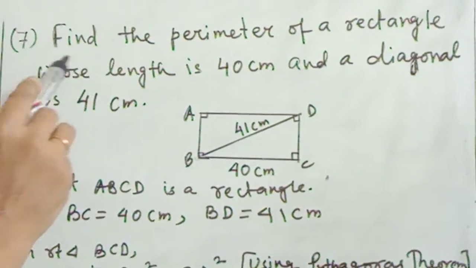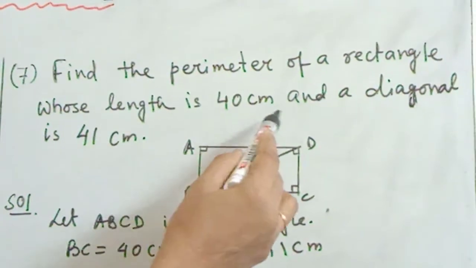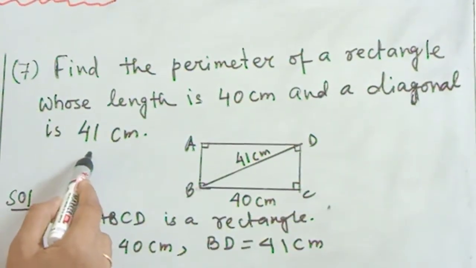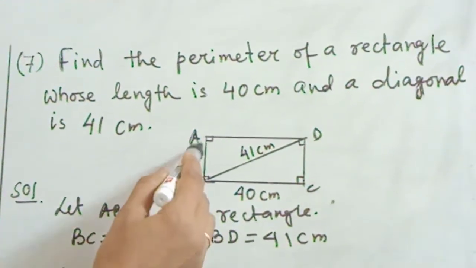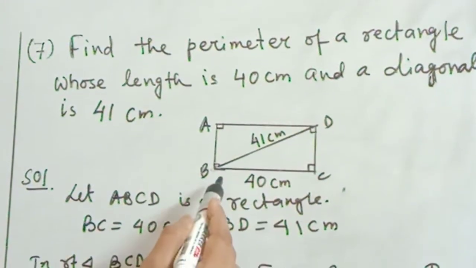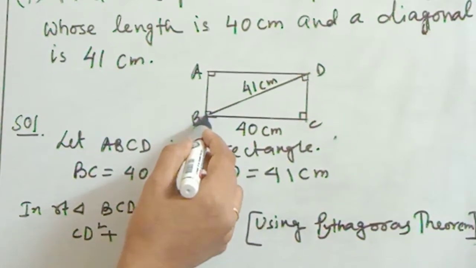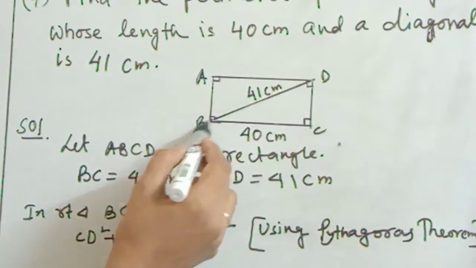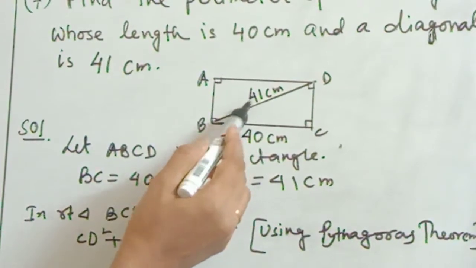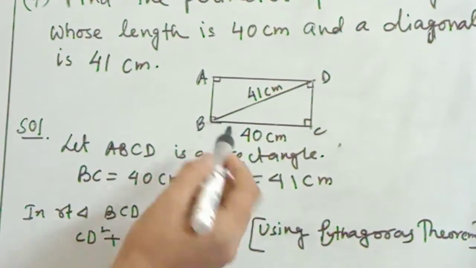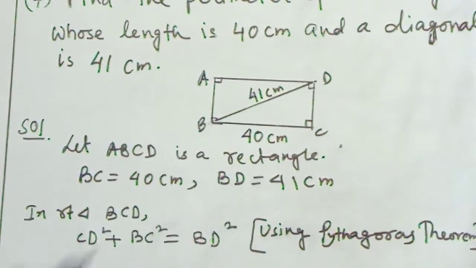Now question number 7. Find the perimeter of a rectangle whose length is 40 centimeter and a diagonal is 41 centimeter. Let the rectangle be ABCD, where one side is 40 centimeter. Let BC be 40 centimeter. You know the line joining the non-consecutive vertices is known as a diagonal. So one diagonal is 41 centimeter. Let BD be 41 centimeter and BC 40 centimeter. You have to find the perimeter of the rectangle.